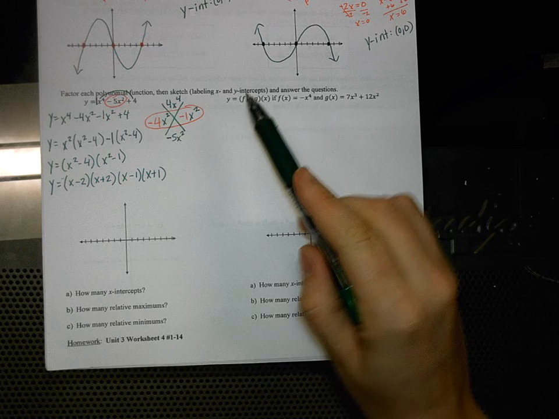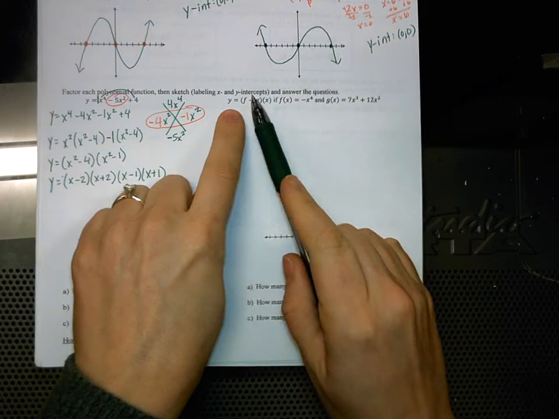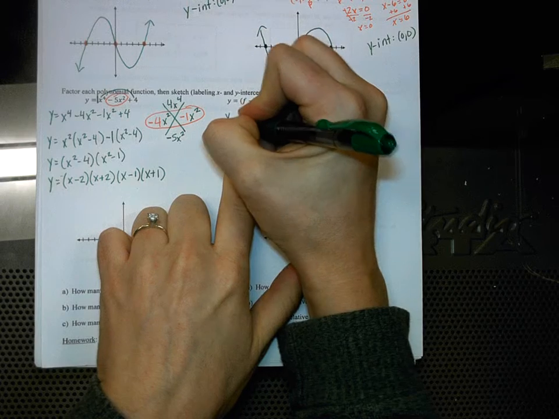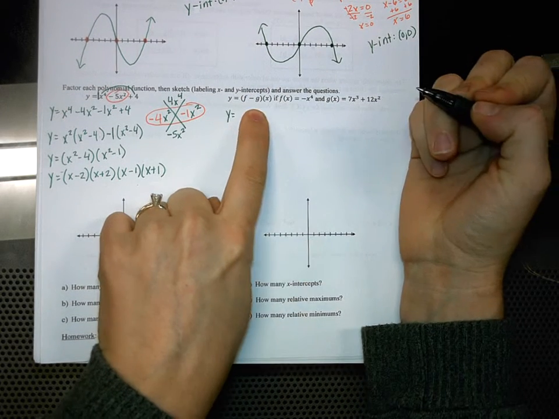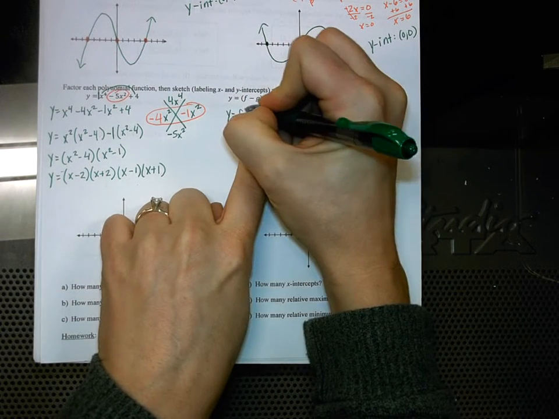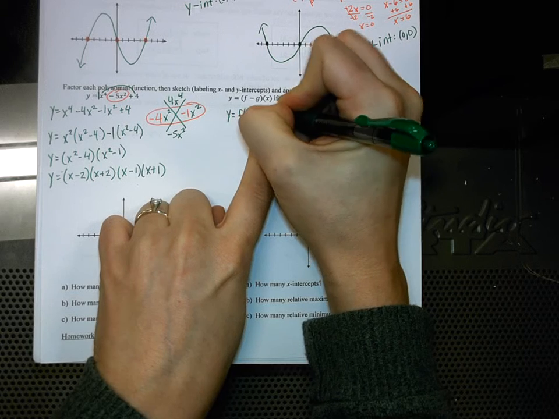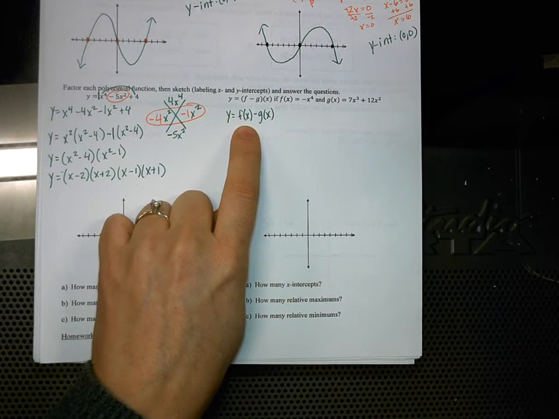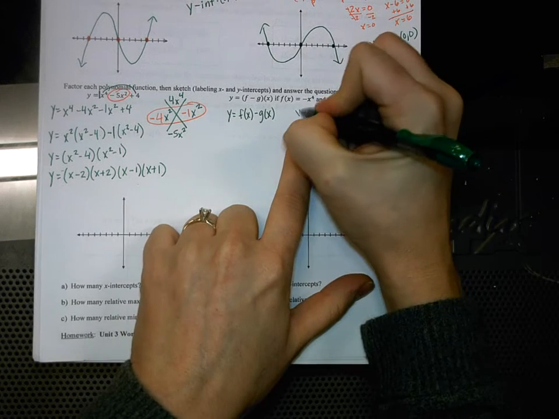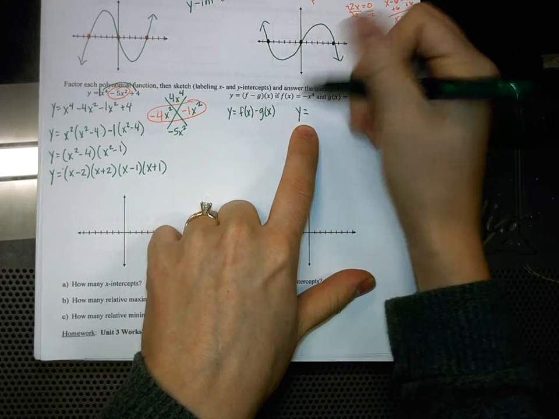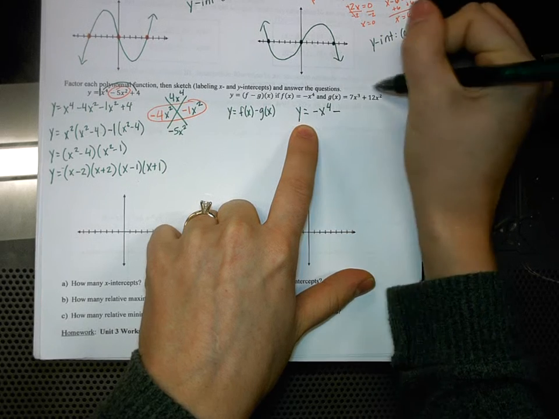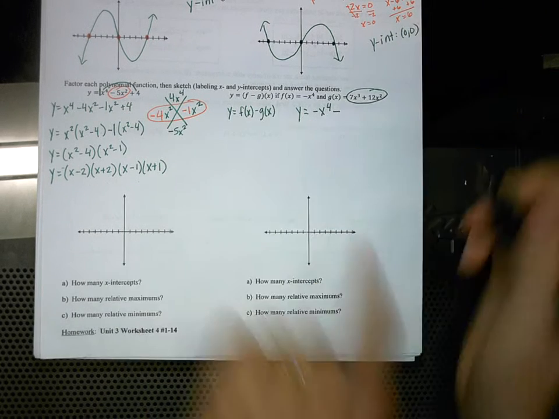All right, y equals f minus g of x. What does f minus g of x mean? Yeah, you're going to subtract these two functions. So f of x minus g of x is the same thing. So I'm going to set that up on the right-hand side. We're going to take f of x, which is negative x to the 4th, and subtract all of g of x. What happens when you subtract a polynomial?